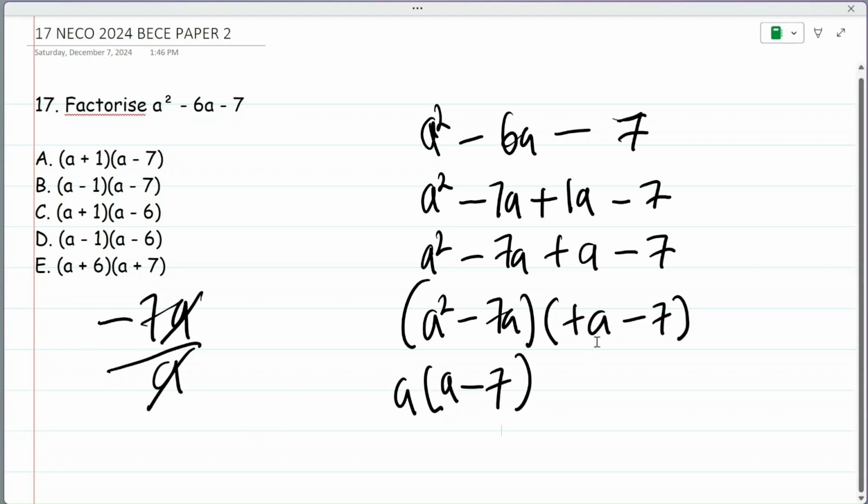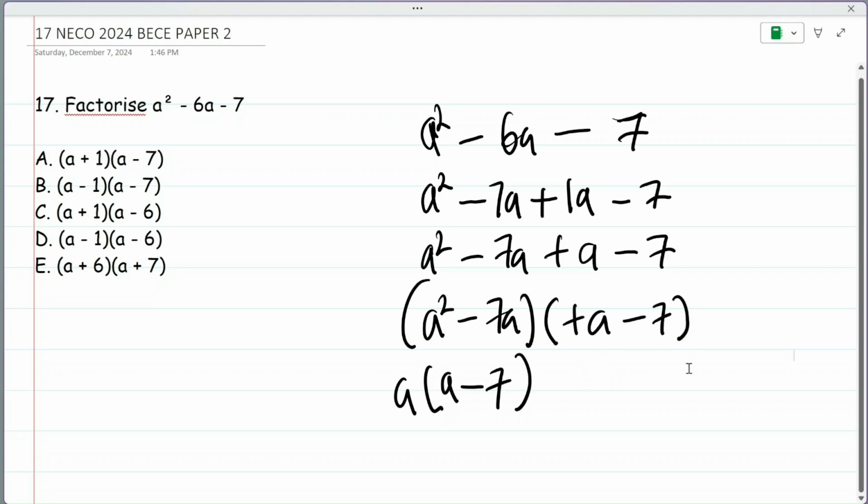In the second bracket, you have a minus 7. It's the same thing as plus a minus 7. If no positive or negative sign is written in front of a letter or a number or an algebraic expression, it is always positive. Looking at the values in the second bracket, you have plus a minus 7. The plus a and minus 7 have nothing in common, or let's say they have 1 in common.